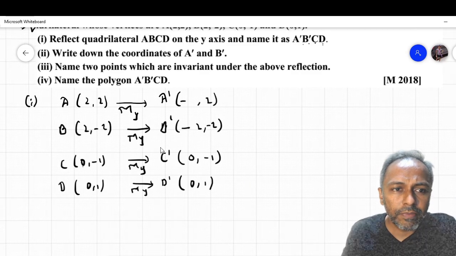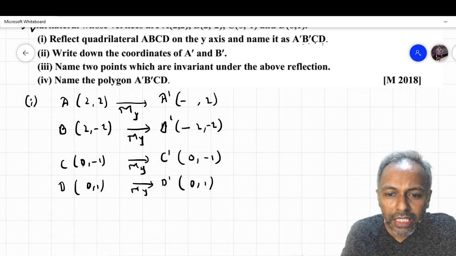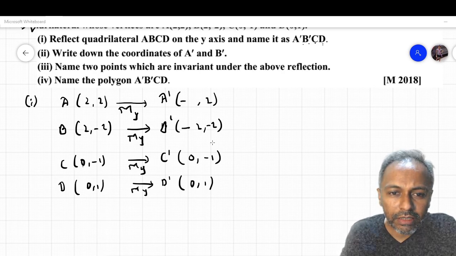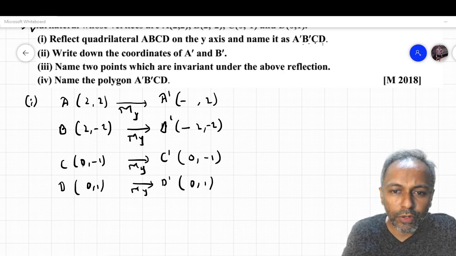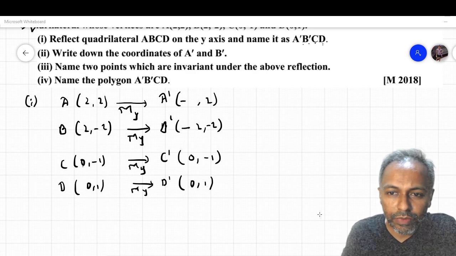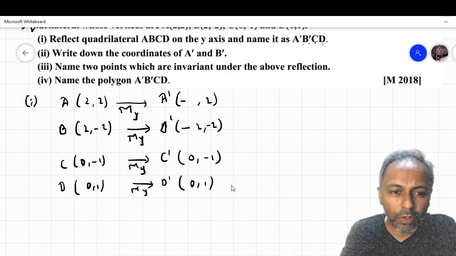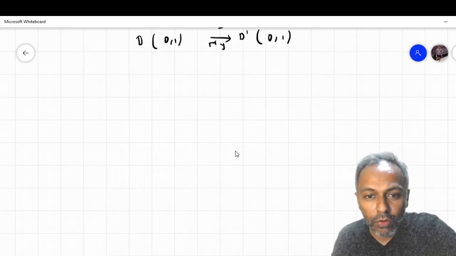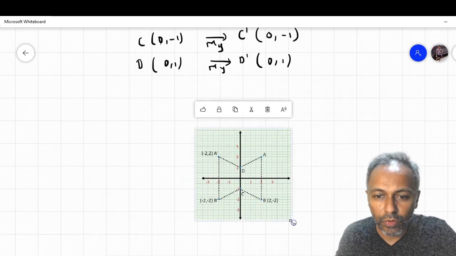So after reflection, we want to write down the coordinates of A dash and B dash. In the meanwhile, let me bring the graph for you, so that you start getting how to plot the points and how it will look. Rather, plotting of points, you all know it.